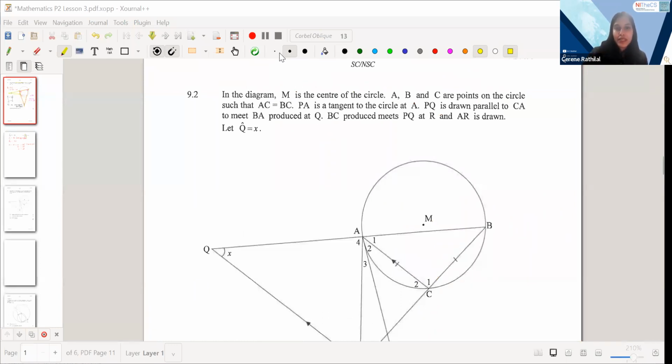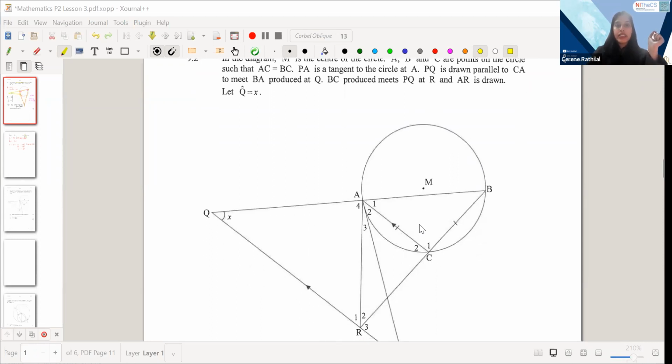Okay, and I'm glad that the person who previously answered no has now said yes. So thank you, Zintle. Right, so this question now says that we have a diagram. We have a circle with center M, and ABC are points on the circle such that AC equals BC. So we're told that AC equals BC. That is why we've got this line here to denote that those two line segments are actually equal.